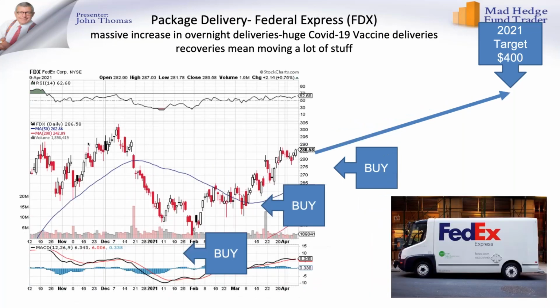FedEx, another way of moving stuff around overnight in an economic recovery, is FedEx. FedEx and UPS are both classic cyclical recovery plays. Also, they're delivering all of our COVID-19 vaccines because they have to get there in a hurry. So that's another 1 billion doses that have to be moved while kept at 74 degrees below zero. It's a hugely profitable business for FedEx.